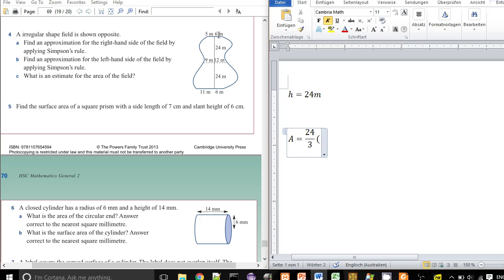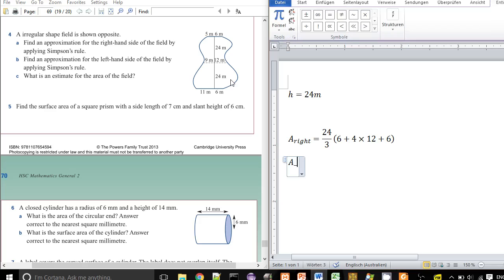okay, so the first length, we're just looking at the right, is 6 plus, so FML, first, middle, last. The middle is 12, but we times that one by 4. And the last is 6, okay? That's on the right side. You might want to do something like that. Area on the right, and then area on the left is going to be the same sort of thing. 24 over 3, because it's still the same widths. The first is 5, and then 4 lots of 9.